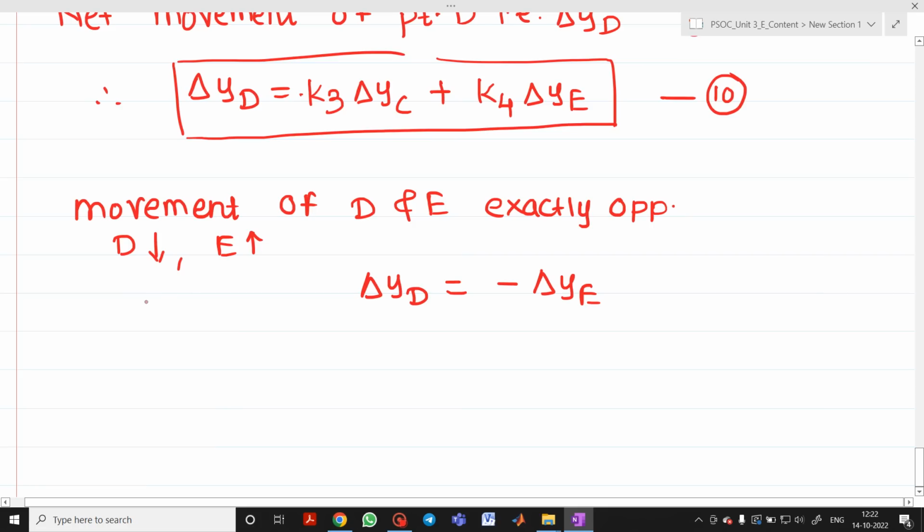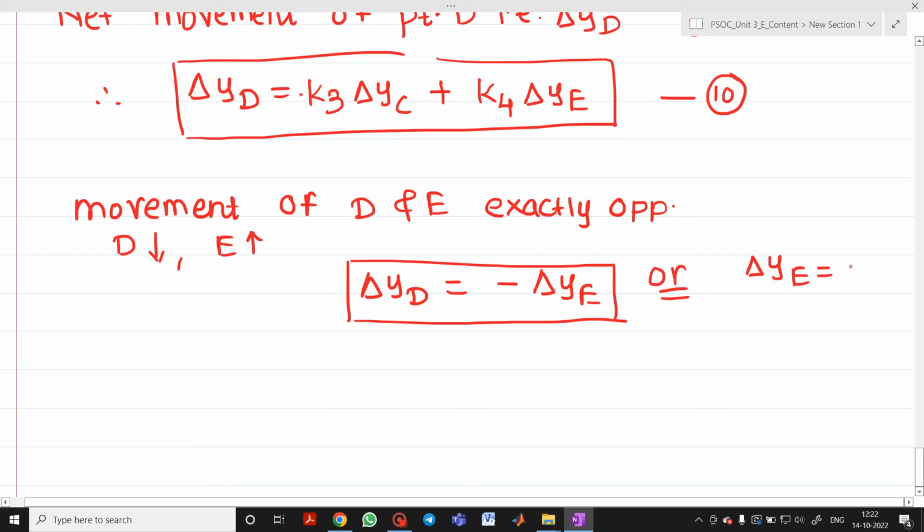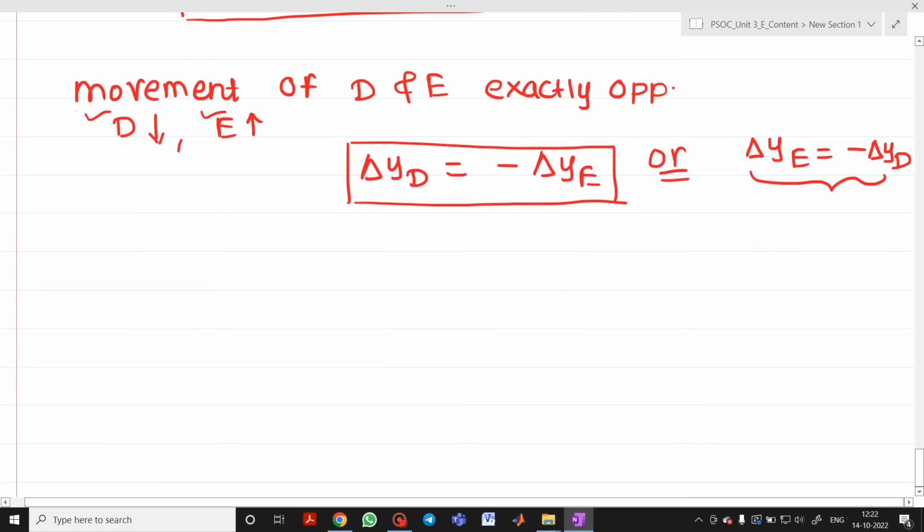Similarly, if the opposite occurs, then we have seen the opposite relation here. So what is the relation we got? Delta yD will be equal to minus delta yE, or in other words, delta yE will be equal to minus delta yD. I think you understood why the minus sign has been taken, because there will be a change in the direction or change in the position of point D and point E.